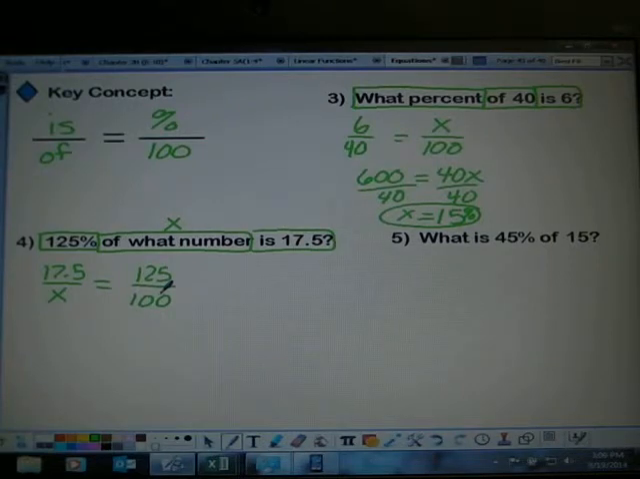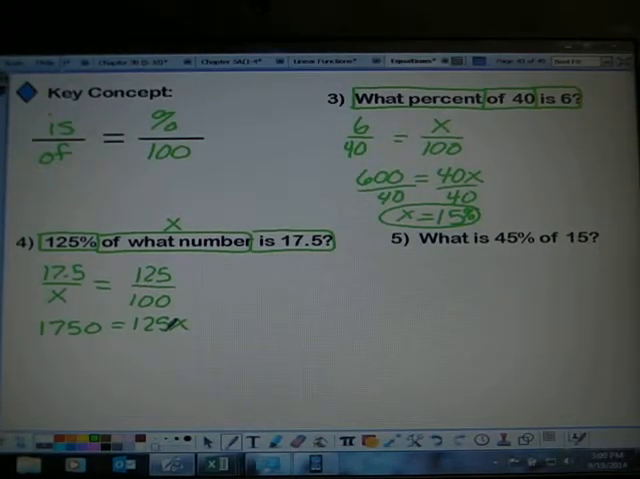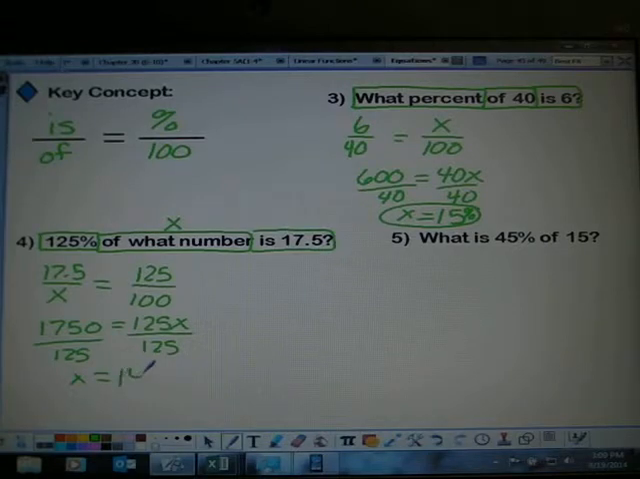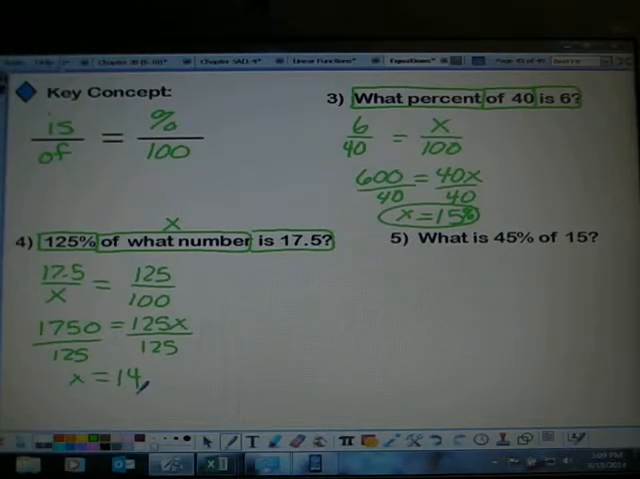Is over of, percent over 100. Now you're going to cross multiply. It gives you 1750 equal to 125x. Divide both sides by 125. And x equals 14. So what is that number? That number is 14.